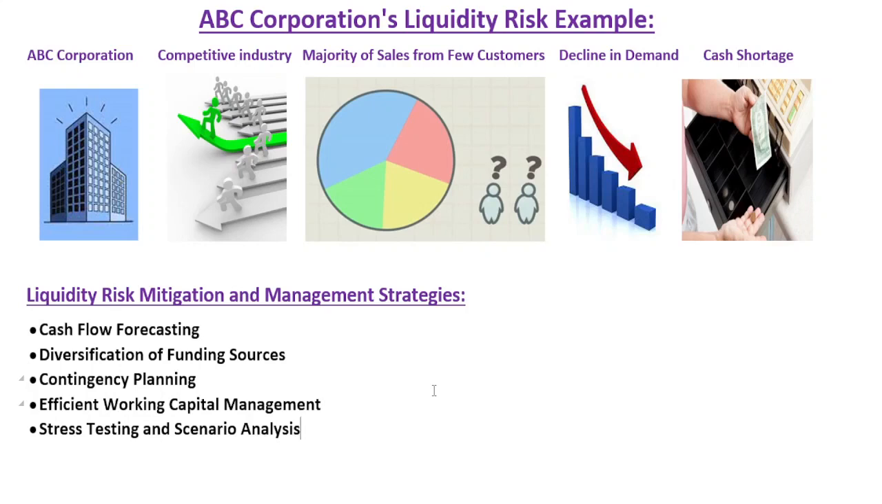To conclude this video, liquidity risk poses a significant threat to an organization's financial health and stability. Through our example of ABC Corporation, we have explored the consequences of liquidity risk and learned about various strategies to mitigate and manage this risk effectively. By adopting proactive measures and maintaining a strong focus on cash flow management, organizations can minimize their liquidity risk, ensure financial stability and position themselves for long-term success. So that is all about today's topic on liquidity risk management.